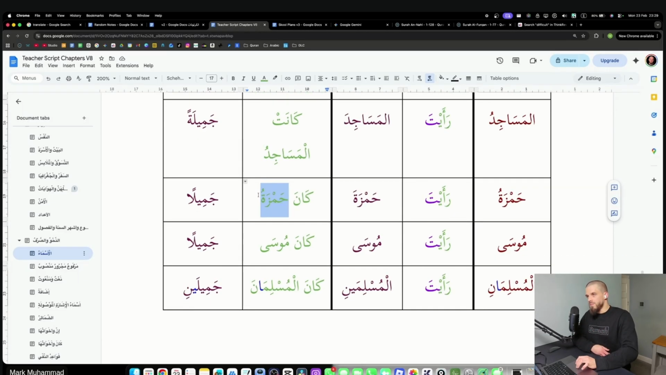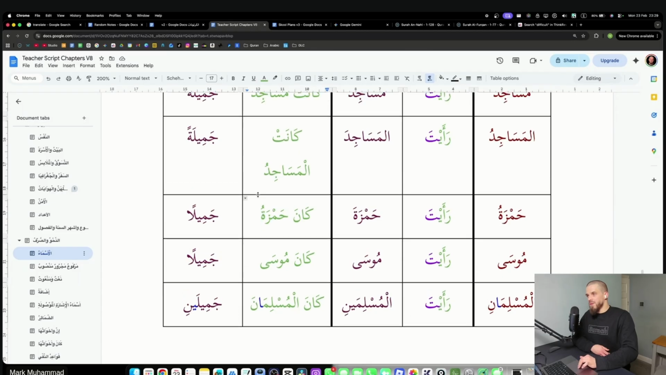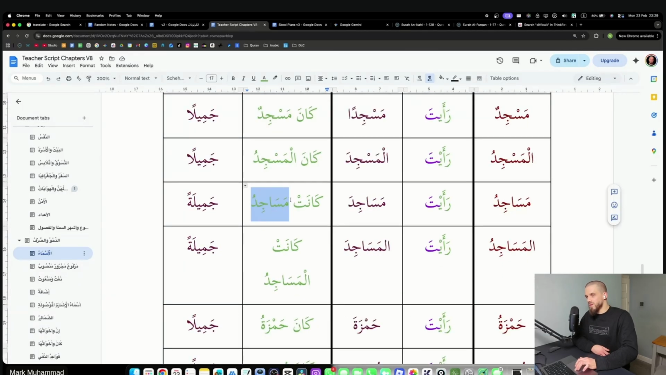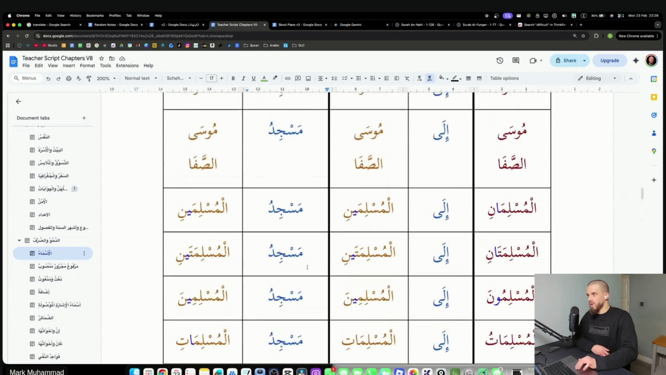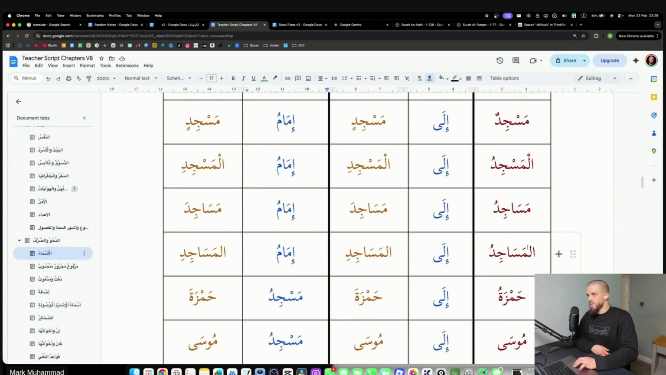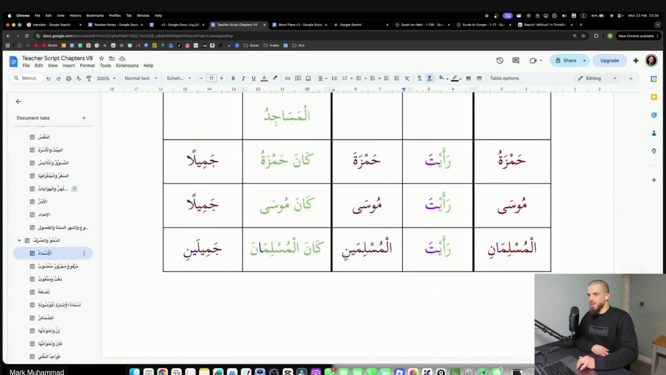So the same thing is with definite ones. For some reason, with mamnu' min as-sarf, if you add al to the word, it can take a kasra. In the example above, you can have a look at this file. It only takes a fatha if it's indefinite. So I said, for example, dhahabtu ila masajid, I went to masjids in that country. But if I now put al on it and I said I went to the masjids, it can take a kasra.